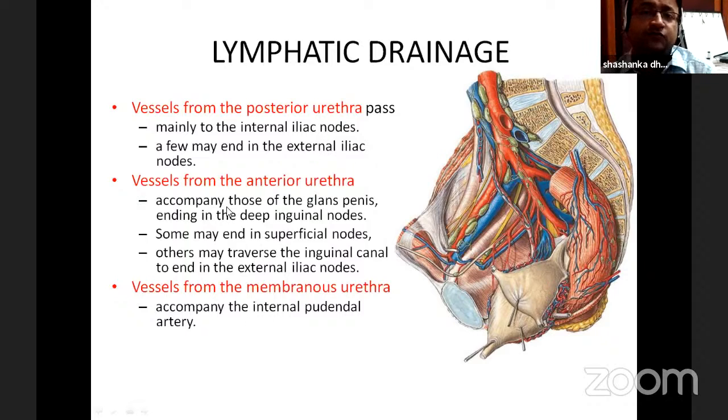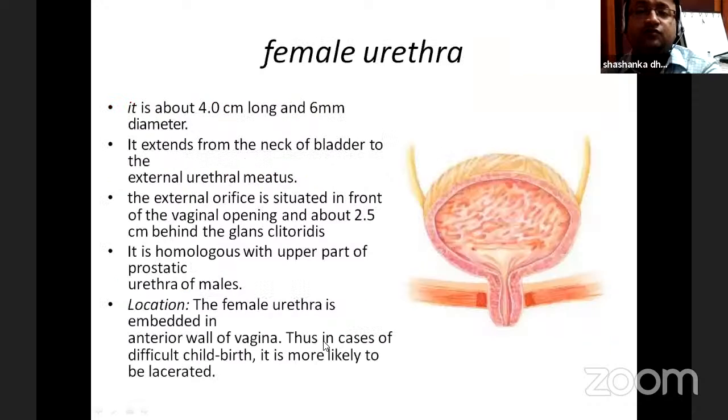Vessels from the anterior urethra accompany those of the glans, end in the deep inguinal lymph nodes, and some end in the superficial inguinal lymph nodes. Vessels from the membranous urethra go directly to the internal pudendal artery and drain following the lymphatics of that artery.